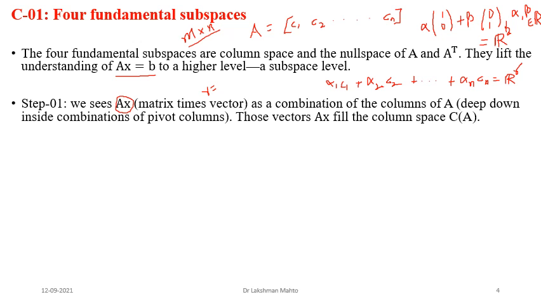What is the dimension of the column space? The dimension of the column space is actually called rank. We are calling it rank. That means rank of what? Rank of the matrix. So this one is the rank of the matrix. Is it clear to everyone?